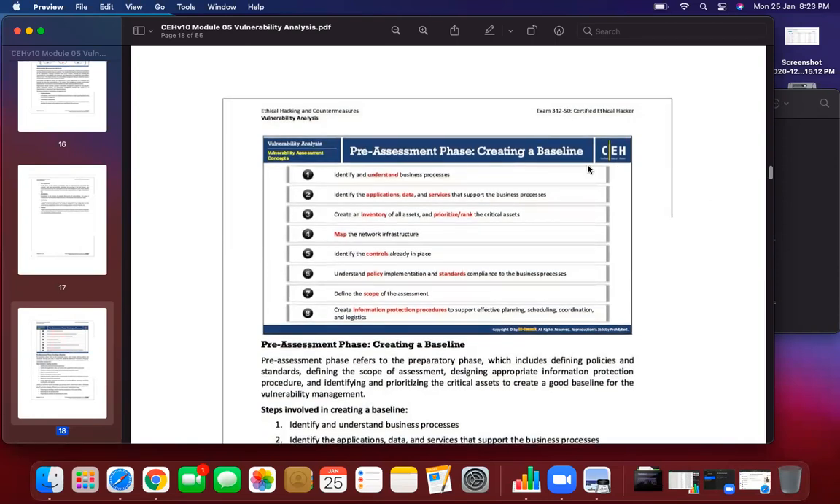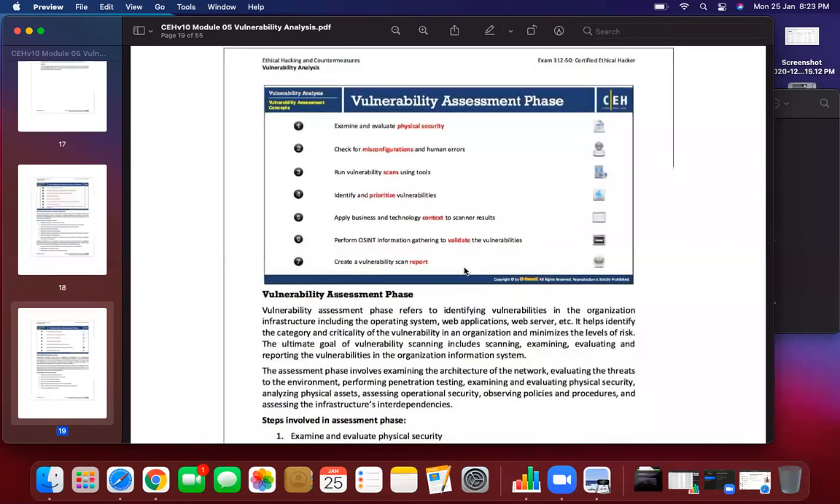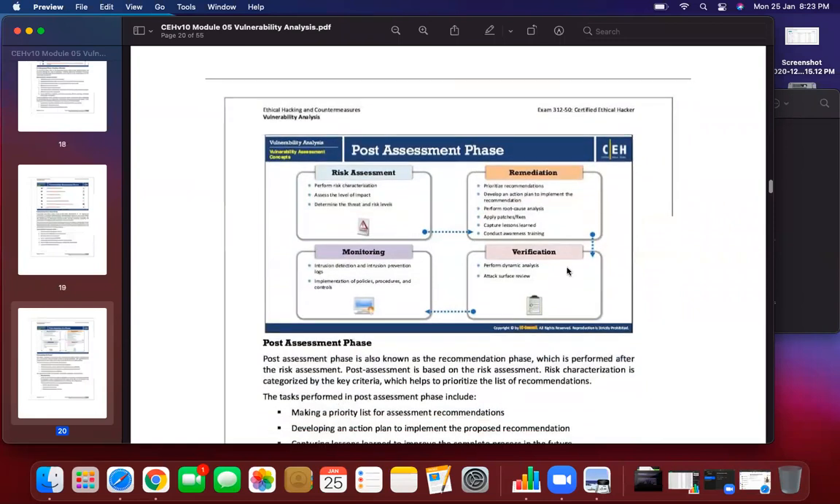So as I told you, creating a baseline comes under the pre-assessment phase, which includes identifying the business process, finding out the policies, mapping the network infrastructure, and looking for the scope of the assessment. So all these things come under creating a baseline. Okay, then comes the vulnerability assessment phase, where we try to find out the physical securities, different kinds of securities, check for misconfigurations, and run vulnerability scanning tools. Okay, identifying and prioritizing the vulnerabilities based on the risk level, like that. Then comes the post-assessment phase, in which risk assessment, remediation, verification, and monitoring come. This is the whole vulnerability management life cycle.